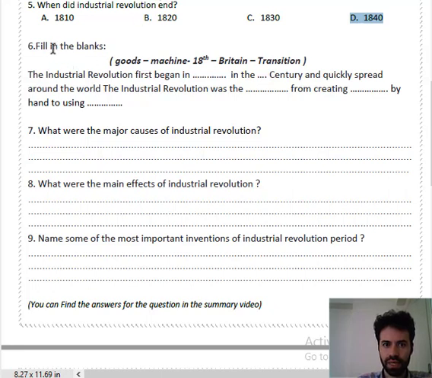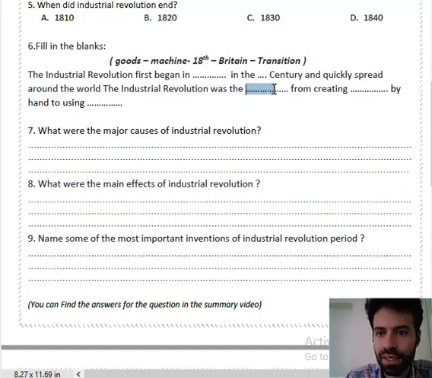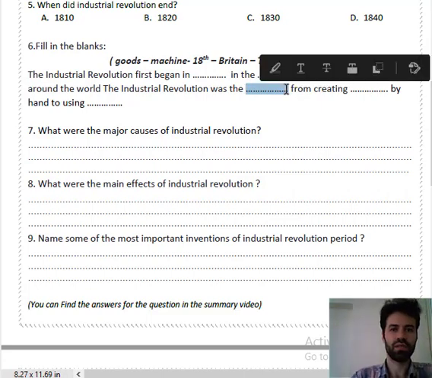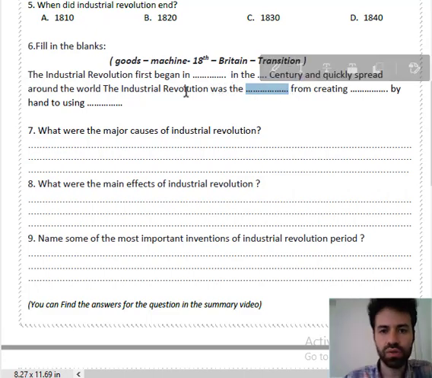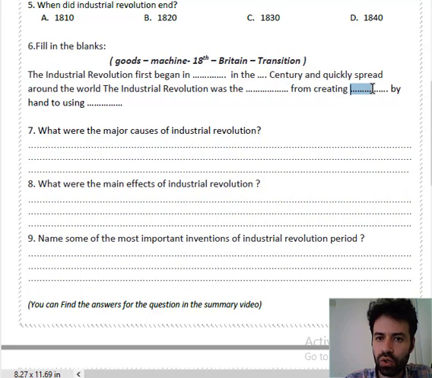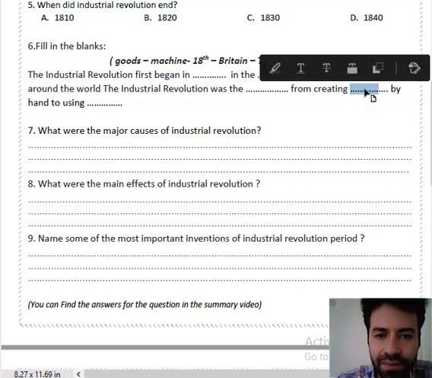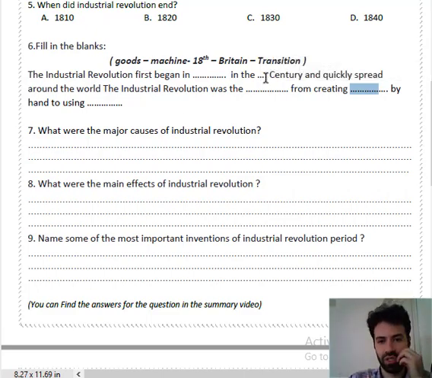Great. So question number 6 is asking you to fill in the blanks with these words: goods, machines, 18th, Britain, transition. So the Industrial Revolution first began in which country? Definitely we have a name of country, Britain, right? In the century, so the only number we have is 18th century, and quickly spread around the world. The Industrial Revolution was the transition, actually a change, moving from one mode to another mode. From creating goods and stuff by hand to using machines. Okay, machines is the right answer here.